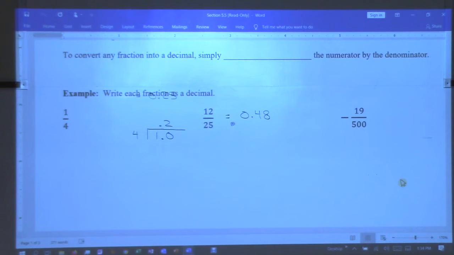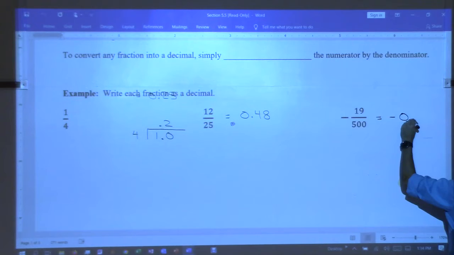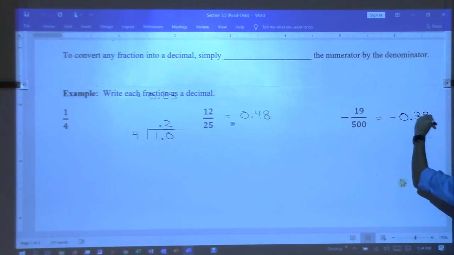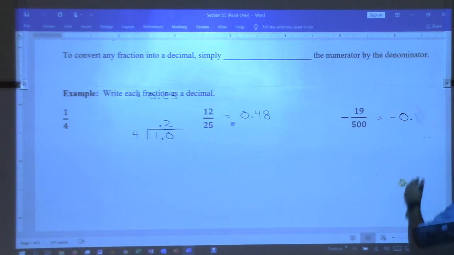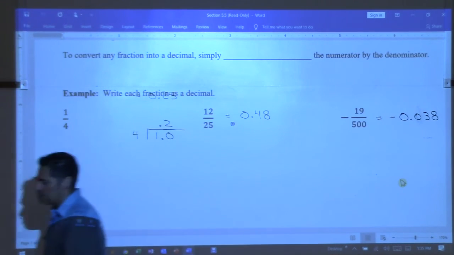Do we care that there's a negative sign in front? No, just ignore it. Do 19 divided by 500 on your calculator, and then just make your answer negative. So who has that one for me? Okay, so negative 0.38. Is that what you got? Oh, 0 in front of the 3. Is that what you said? Okay, so this is just a calculator exercise here. That's all it is.